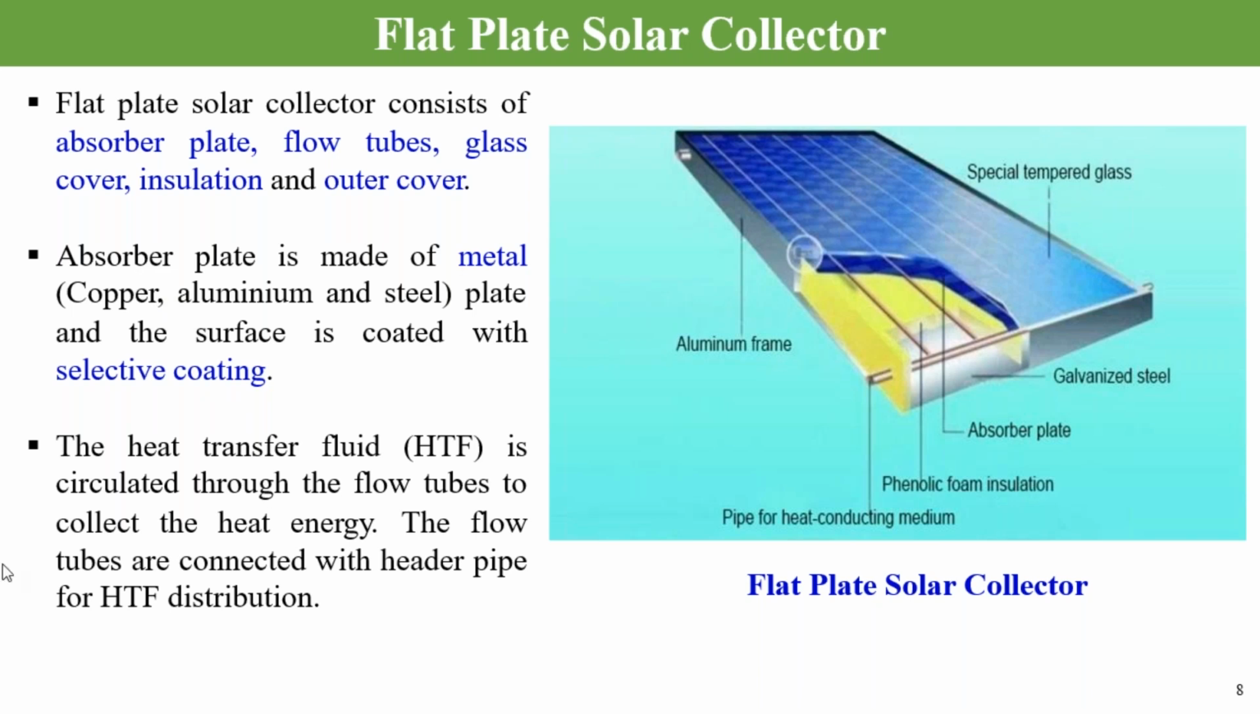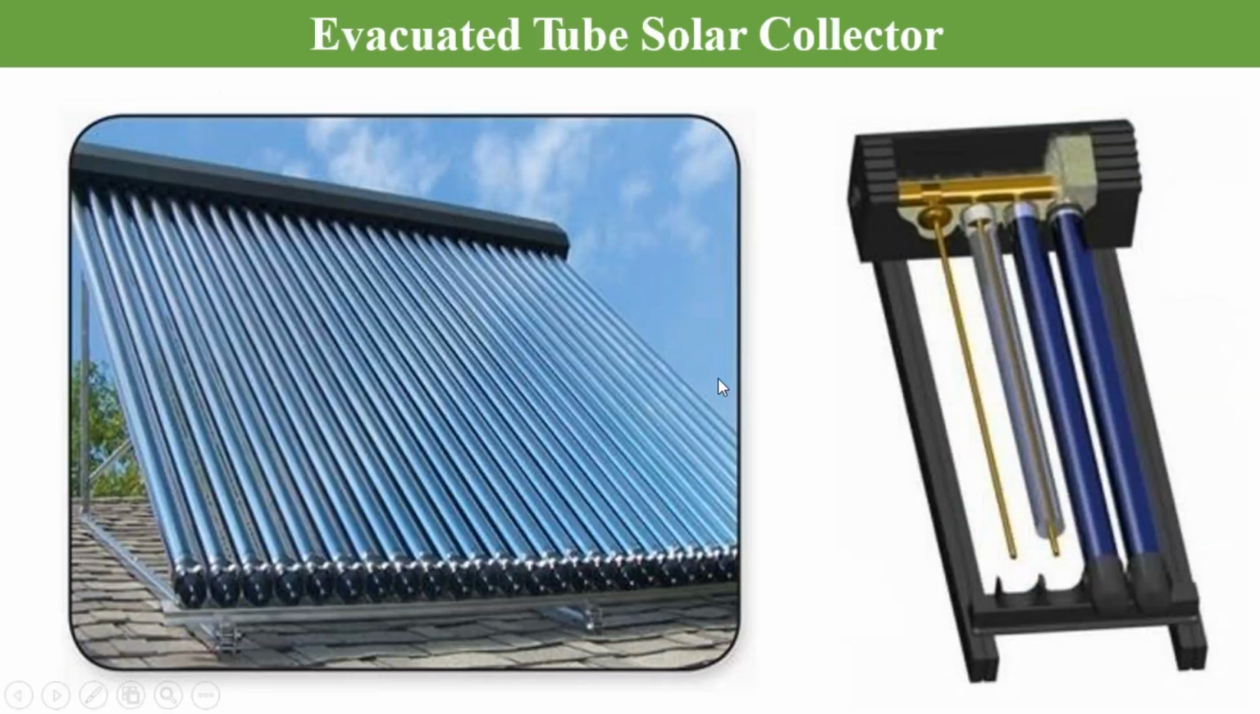Now again, the heat transfer fluid. Generally we are taking water. The heat transfer fluid, HTF, is circulated through the flow tube to collect the heat energy. The flow tubes are connected with the header, just here we have this header, and it further goes to the heat transfer fluid distribution system, and further it is utilized either for domestic water heating or other different applications. I'm giving the example of domestic water heating because everyone is very aware of it.